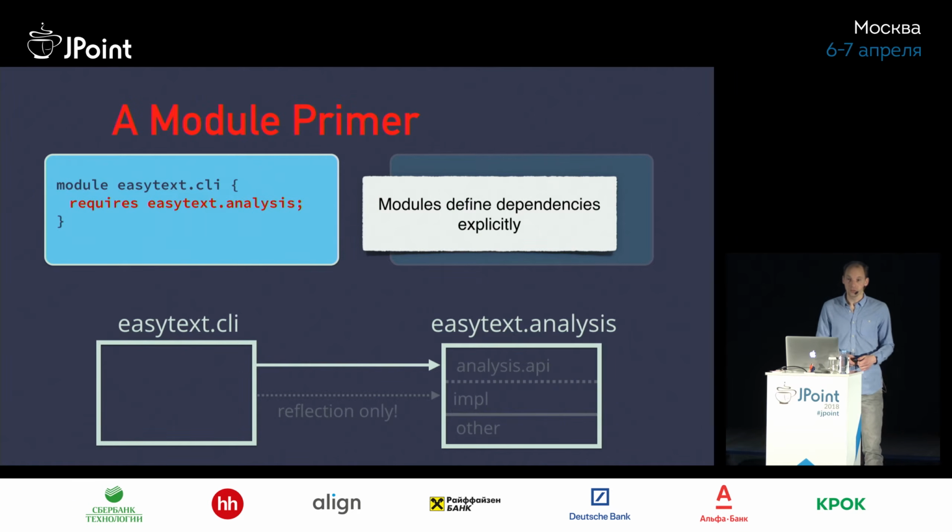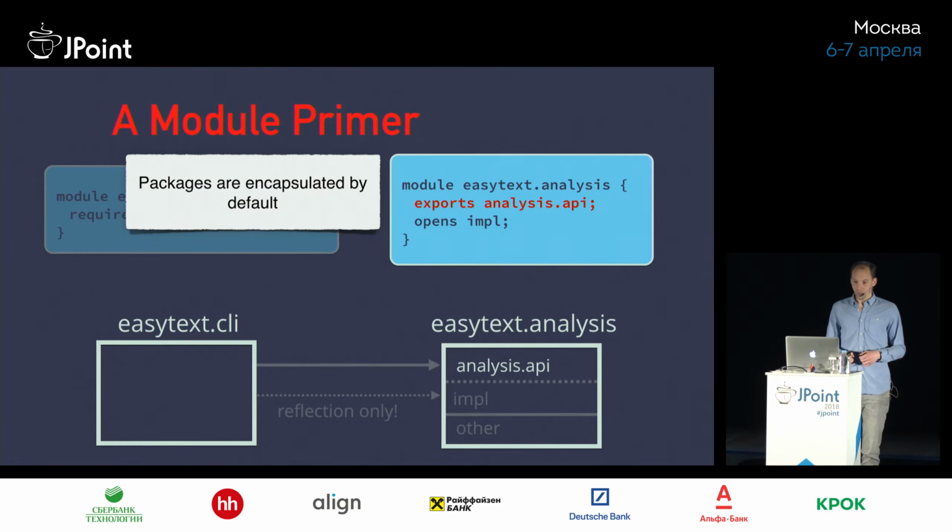And this information can be used by the Java compiler, the Java runtime, and any other tools that understand the module-info descriptor to actually verify and help us enforce these dependencies. Now, if we require another module, it doesn't mean that we can see all code that's inside of this module. No, we need to explicitly export packages for them to be usable outside of the module and by other modules that require, for example, EasyText Analysis. And exporting is something that you need to do deliberately. If you don't put an exports statement for a package in your module descriptor, it will be encapsulated by default.